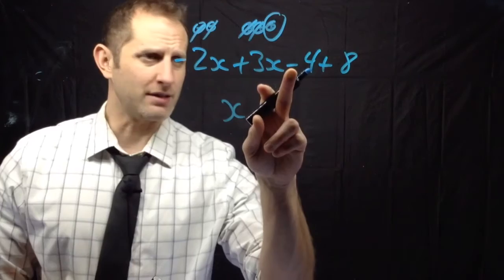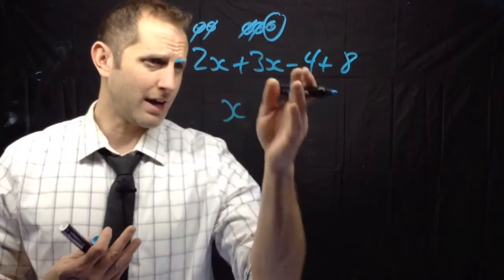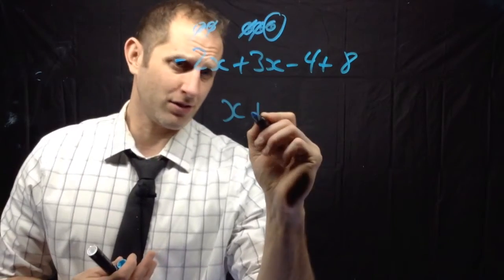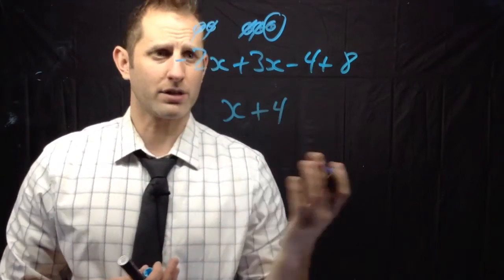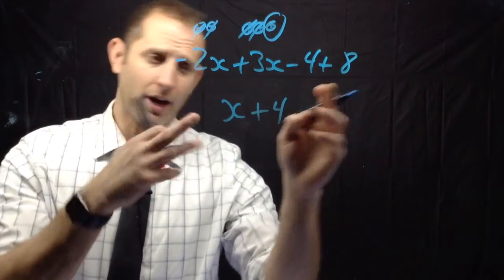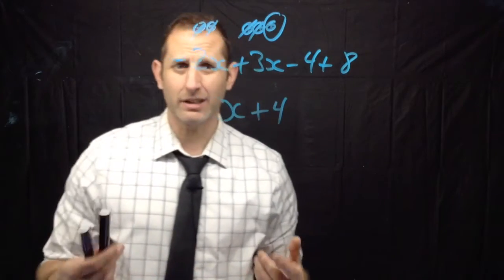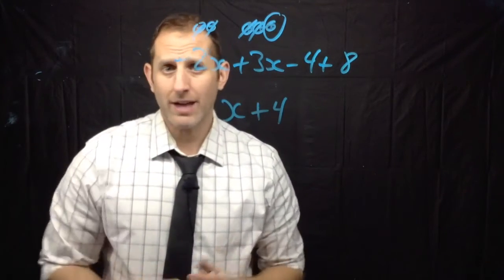I'm left with 1x right there. And the same thing with this. If I have negative 4 plus 8, well, that's very much like an integer. Essentially I have positive 4. So I took something that had 4 numbers in it, and I was able to simplify it into 2 much more easily workable numbers. And essentially that's what algebra is.